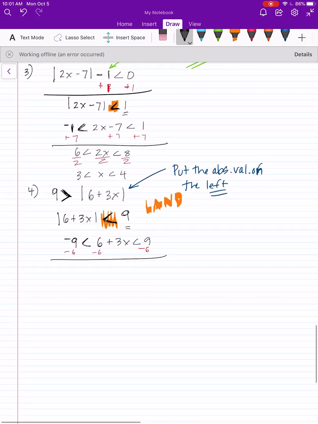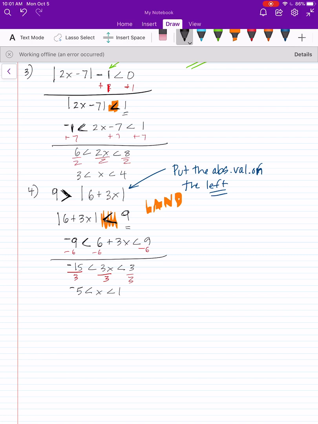So negative 9 minus 6 is negative 15, which is less than 3x, which is less than 3. Divide by 3, divide by 3, divide by 3. So you have negative 5 is less than x, which is less than 1. And there you have it.